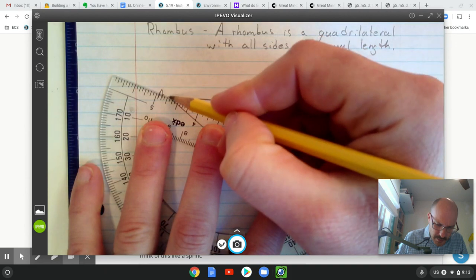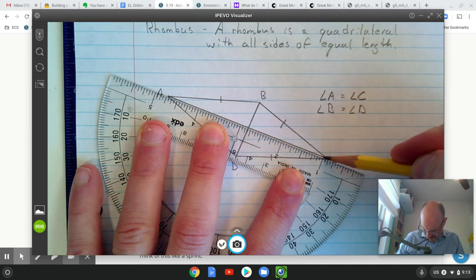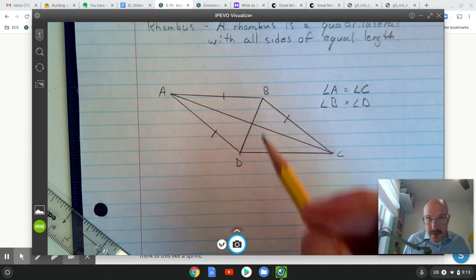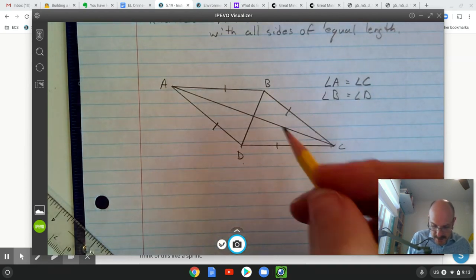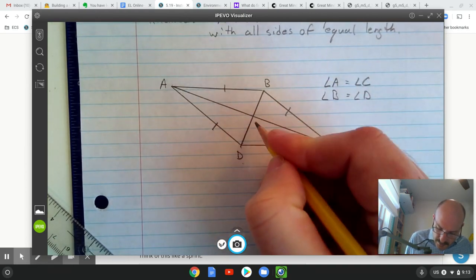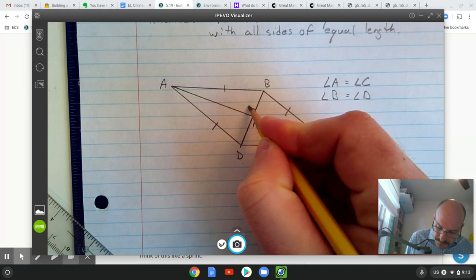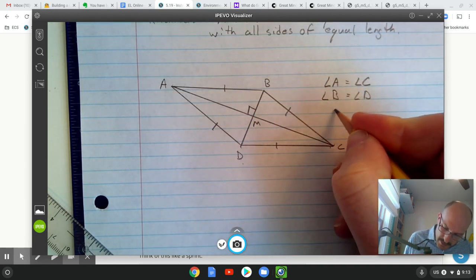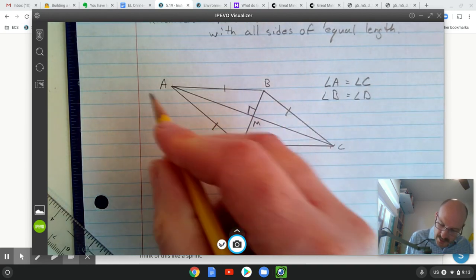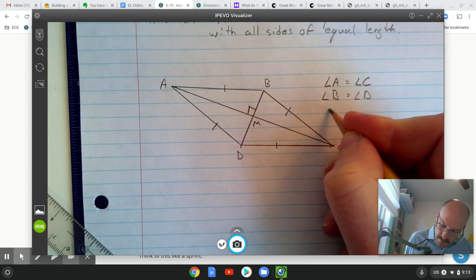So you can tell that they're perpendicular. It looks like I didn't make it perfect. Doesn't look like they bisect each other perfectly well. But if this is the midpoint, they are perpendicular. So BD is perpendicular to AC. They are perpendicular bisectors.